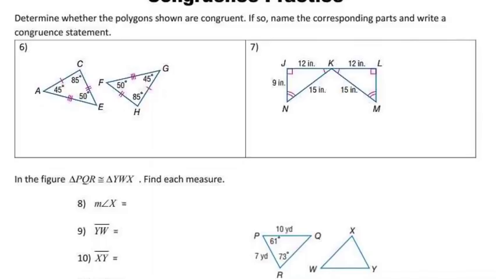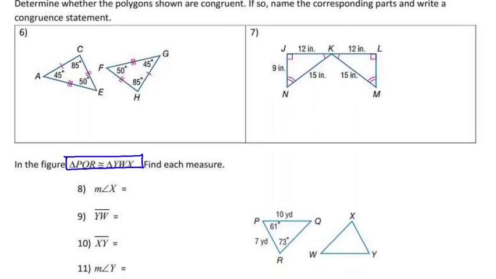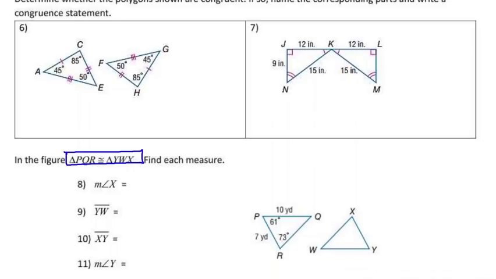All right, and then the last little part, I want you to do 6 and 7. Tell me if they're congruent or non-congruent, and if they are congruent, you're writing a congruent statement. So this is a congruent statement, something like that. And then you're finding the measurements for 8 through 11 for those ones that they want. So go ahead, pause here, and I want you to do the congruent statement if they're congruent for 6 and 7, and then answer 8 through 11.